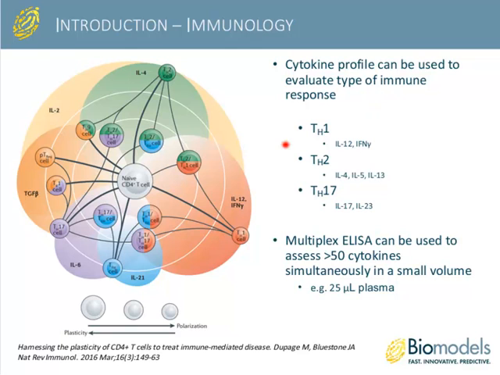And the reason that's important to know these things is because you can take plasma or tissue, and you can assess the makeup of cytokines and decide what sort of immune response is happening. So we have multiplex ELISA capabilities at Biomodels. We can assess up to 50 cytokines simultaneously in one well of a 96-well plate. So you need a very, very small volume to do that many cytokines, about 25 microliters of plasma, for instance.